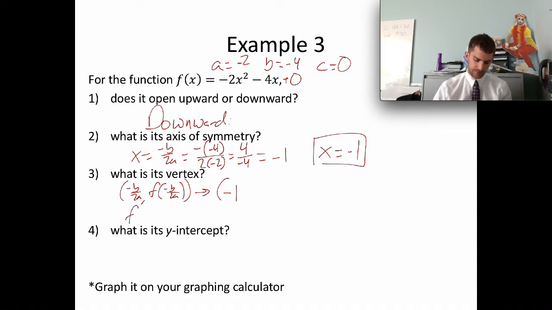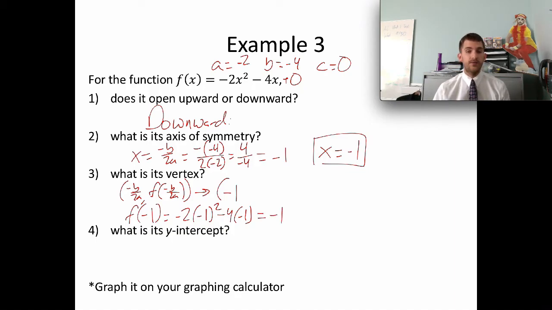To find our y value, we're going to take that negative 1 and plug it in. So we're going to do f of negative 1, which is negative 2 times negative 1 squared minus 4 times negative 1. Well, negative 2 times negative 1 squared ends up being negative 1. Negative 4 times negative 1 ends up being plus 4. So we end up with the coordinate of 3. So our vertex is at negative 1, comma 3. Our y-intercept is just the c value, and it's just going to be 0.